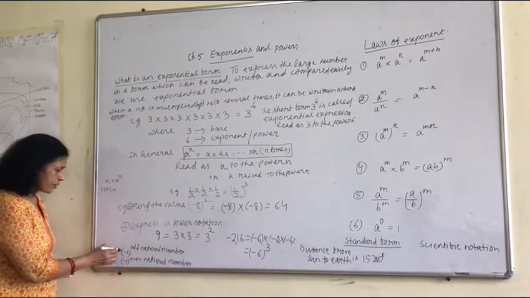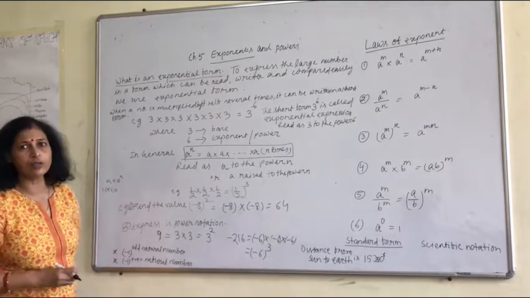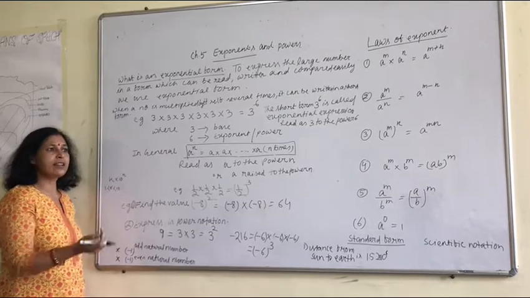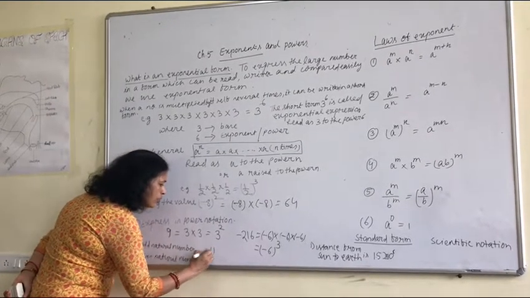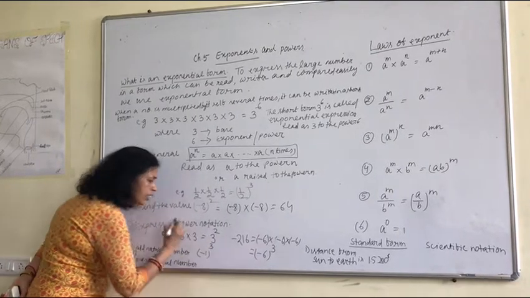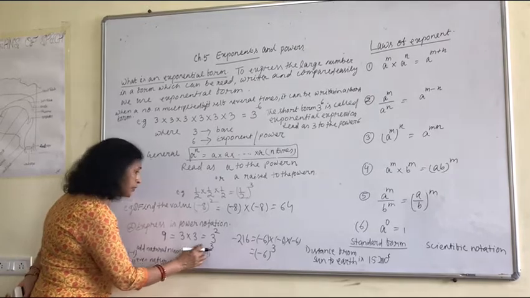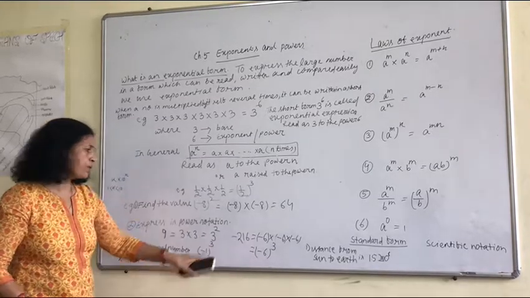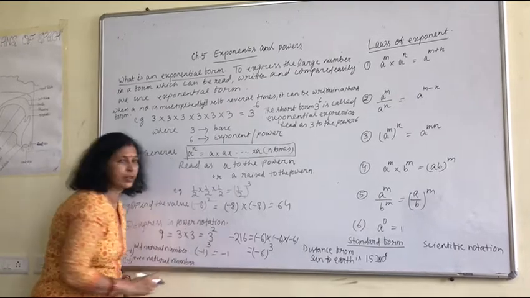One more thing. Suppose there is a negative integer and the power is an odd natural number. The answer is always negative. For example, minus 1 to the power 3. Here 3 is an odd number, so the answer is negative, minus 1.